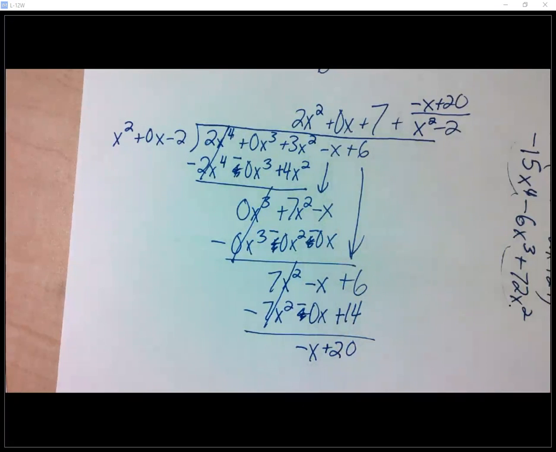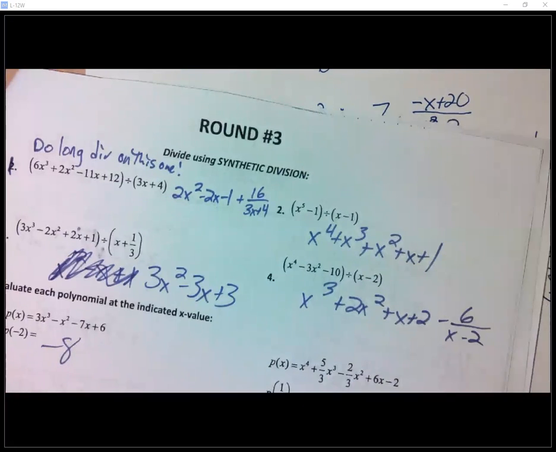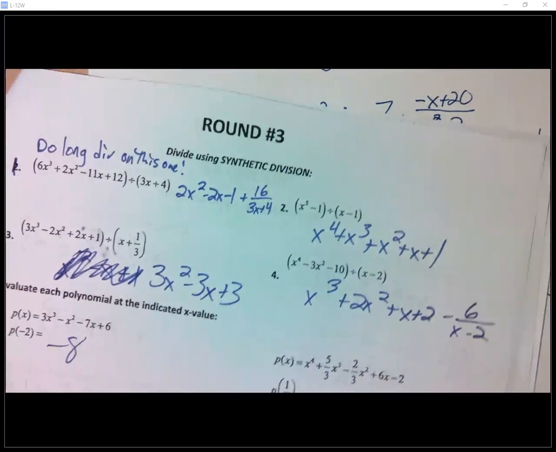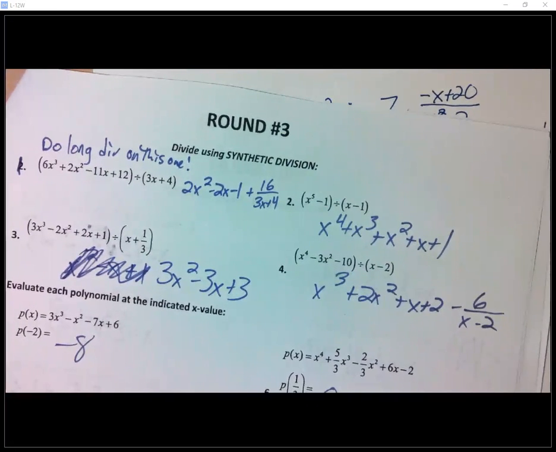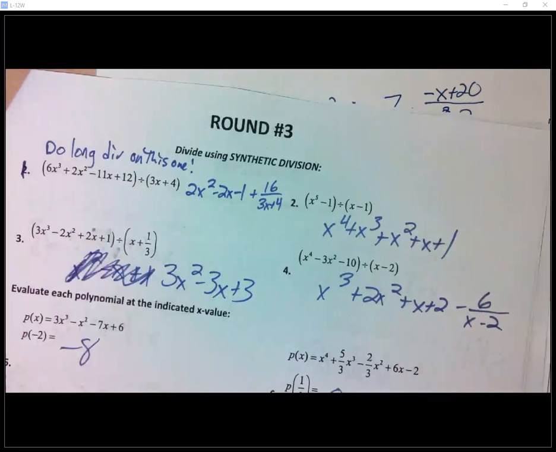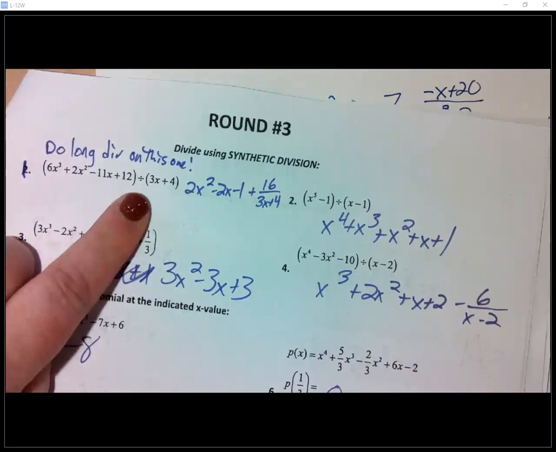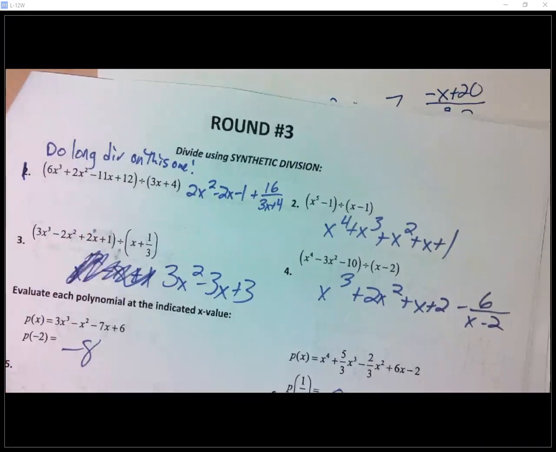Okay. Round 3. So we're doing synthetic. On number 1, I hope you saw that I said do long division on this one. Did you? Oh, sorry. Because remember, you can't do it if the lead coefficient isn't a 1. I mean, there is a way, but it's so much more complicated. You might as well just do the long division. So sorry if you tried to synthetic that one, but yeah, that should have been a long division one. The other ones though, I can do.